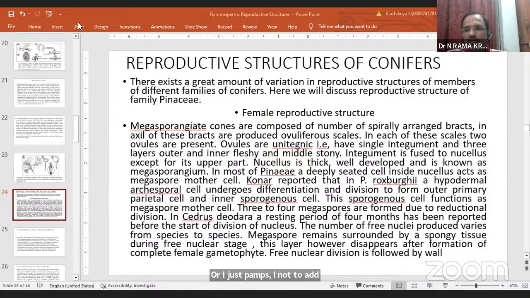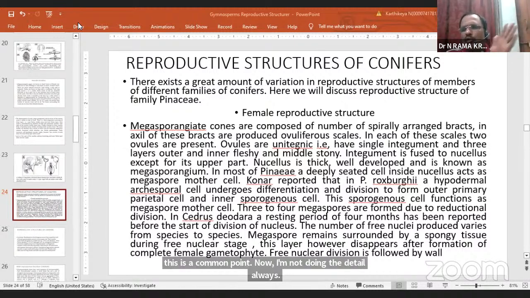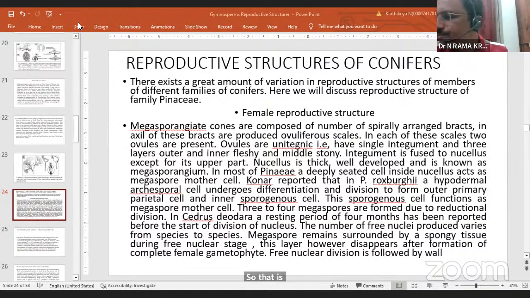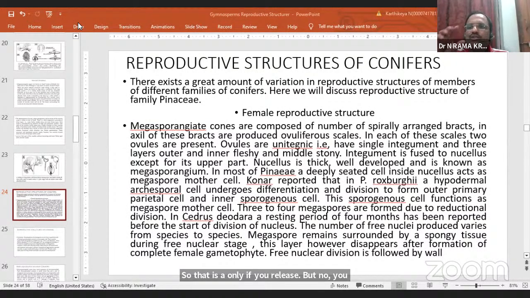So you see now here, in these sections, this is a common point. Now I am not going into detail; always I am saying spores, sporophylls, and a group of sporophylls is a strobilus. But what are the main variations? How can we identify them? That is Ginkgo biloba and Coniferales. But now you see this Coniferales, we are looking at staminate flowers.